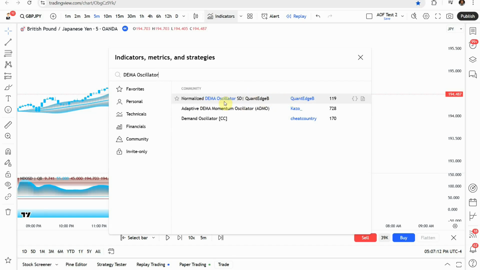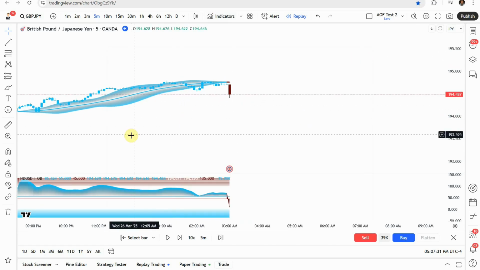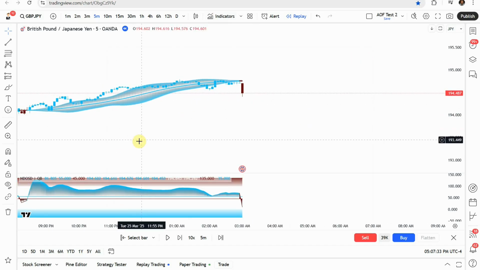We'll add that to the screen, and just to prove my point about the source video's claim that it's making a stir in the market, apparently only 119 people really know about this indicator. So definitely not creating a huge buzz, but nonetheless, like I said, we'll put it to the test and see what we can get out of it.